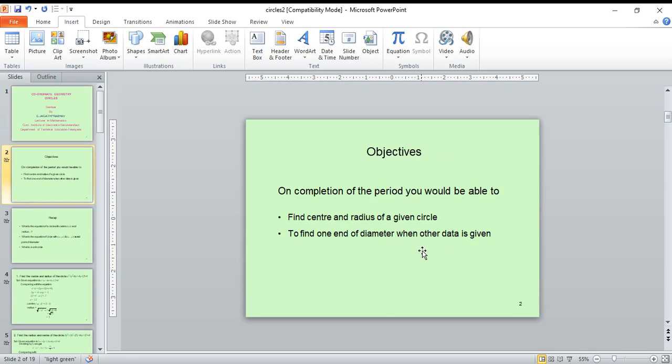Today, on completion of this period you will be able to find the center and radius of a given circle, and to find one end of a diameter when the other data is given.